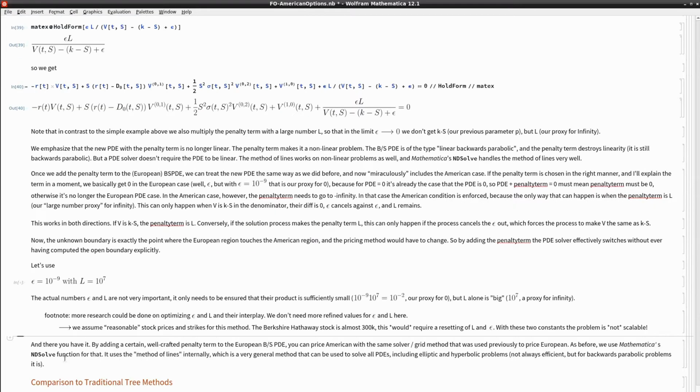Okay, closing this footnote, there you have it. By adding a certain well-crafted penalty term to the European Black-Scholes PDE, you can price American options using the same solver or grid method that was used previously to price the European options. And as before, we use Mathematica's NDSolve for that. It uses the method of lines internally, and I think we are ready to go with this.